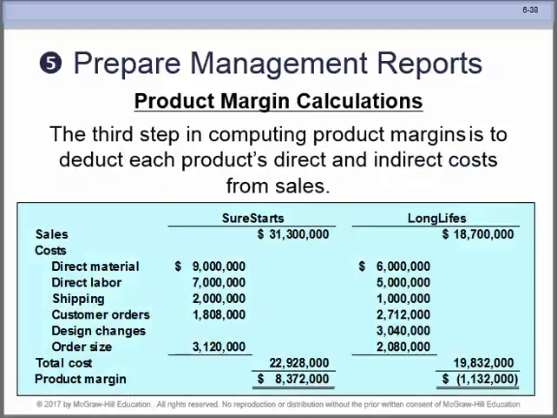Hold on a moment. Let's step back just half a step. So Sure Start, we have sales. Here's our direct material, labor, shipping, and then the cost assigned based on customer orders and order size, total cost, and then product margin. And this is using a contribution margin format. Note that the Long Lives don't have a positive contribution margin.